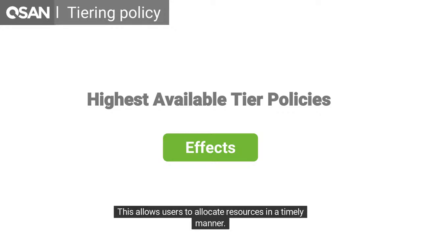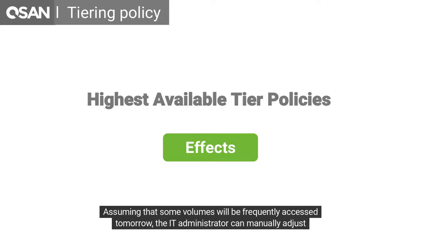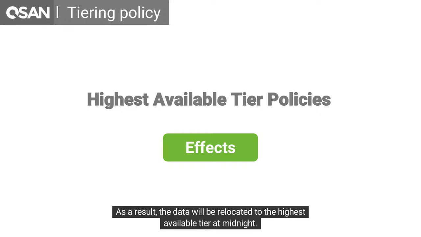This allows users to allocate resources in a timely manner. Assuming that some volumes will be frequently accessed tomorrow, the IT administrator can manually adjust to this policy. As a result, the data will be relocated to the highest available tier at midnight. In this case, you can get better efficiency under the same resources. Of course, the premise is that the capacity of the volume needs to be controlled.